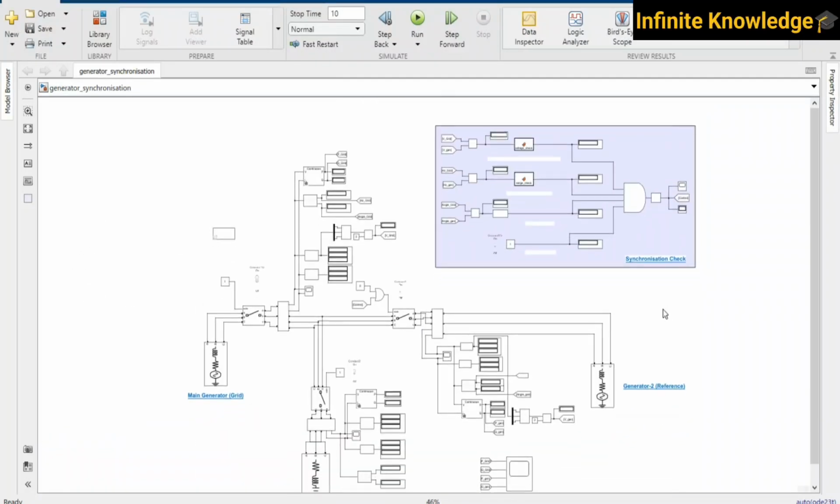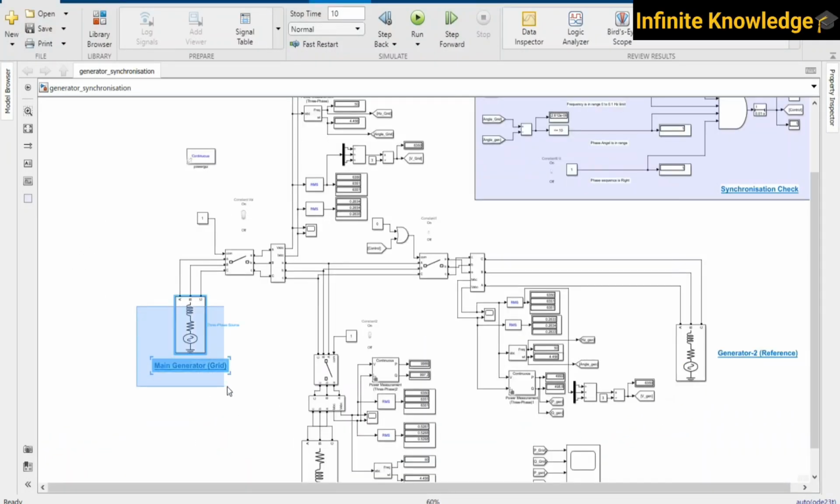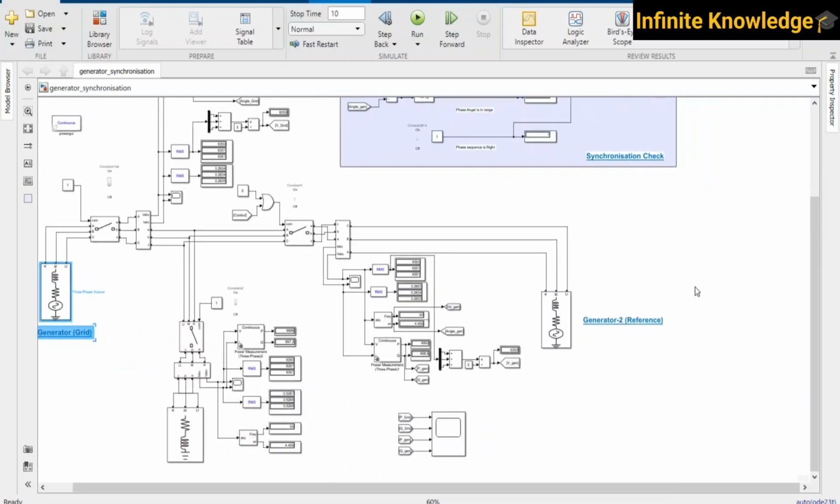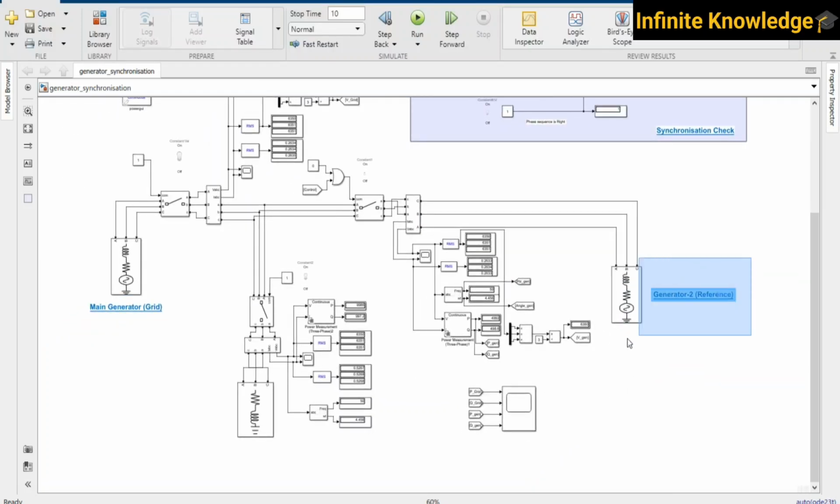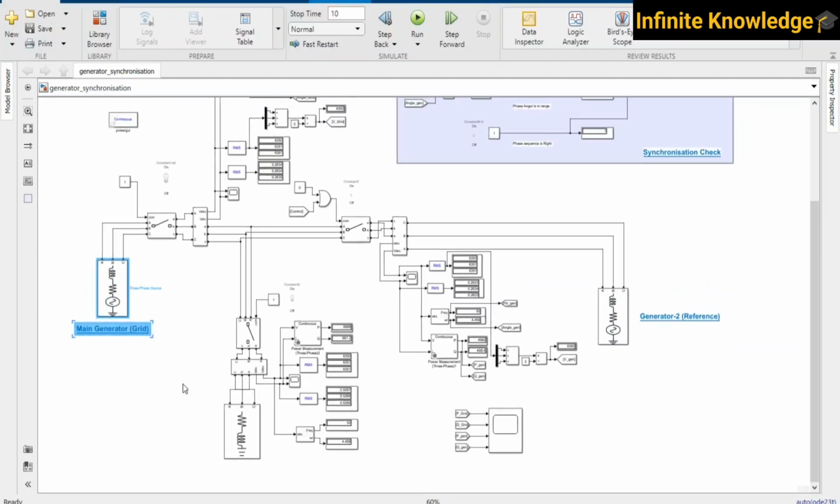So this is the main generator, this is a reference generator, and this is the grid, and this is a generator that we have just started. We have initialized this generator in the power station, and we need to synchronize this generator with this existing grid. So how we can do that, the simulation will explain.